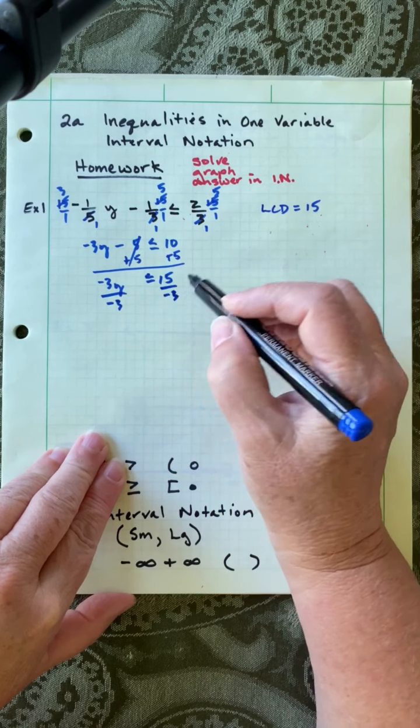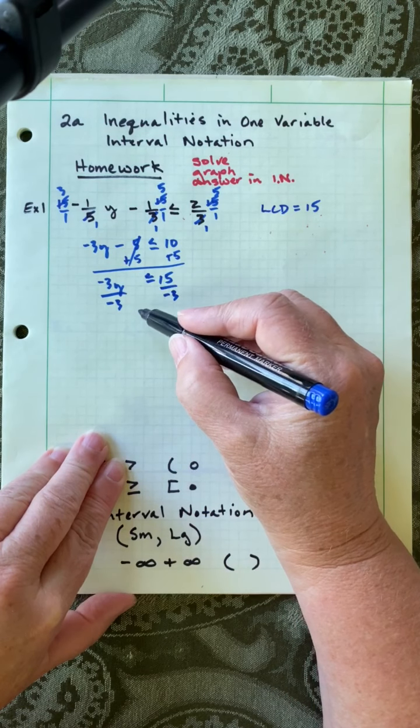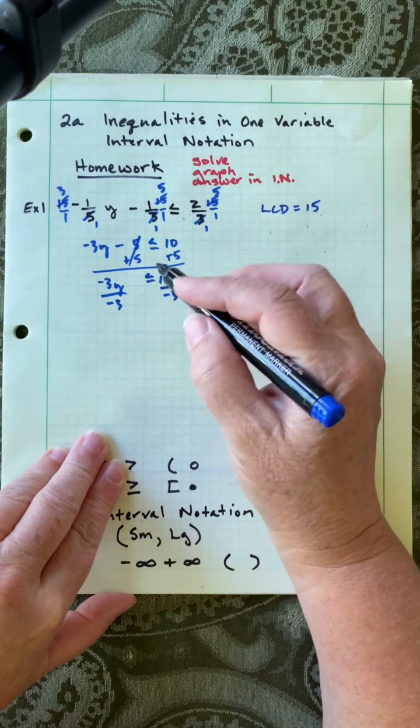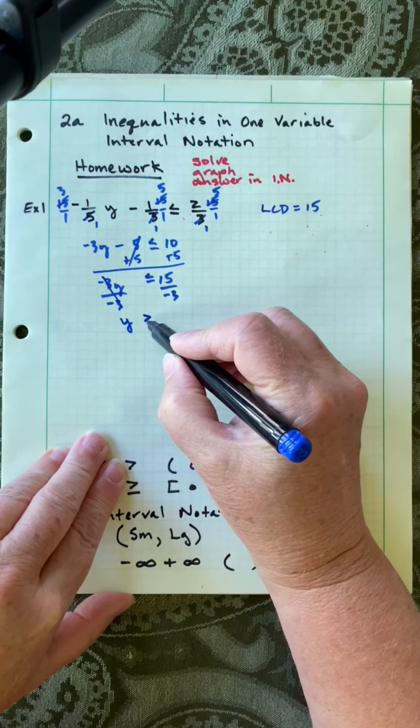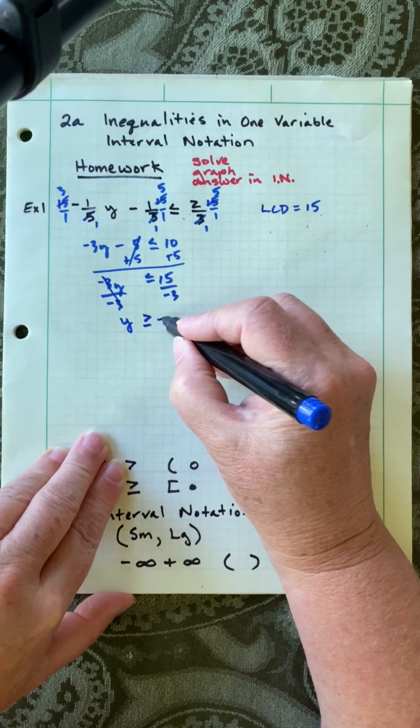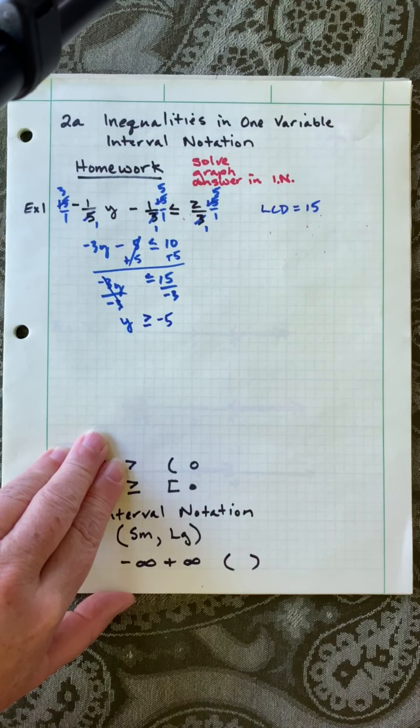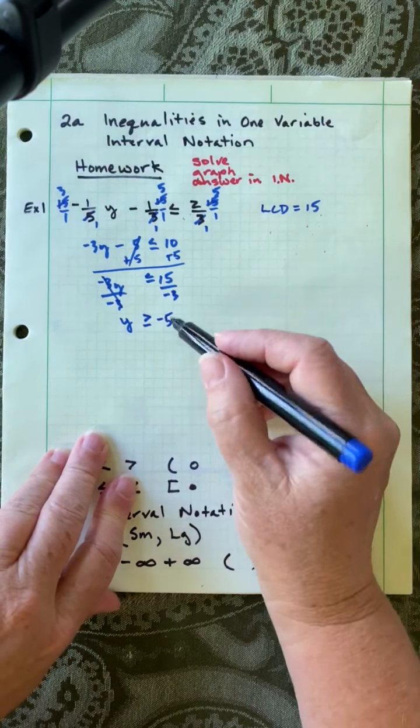Still trying to get that y by itself, so I'm going to divide both sides by negative 3, and remember when you divide or multiply by a negative, it flips that sign. So those guys cancel out. Y will now be greater than or equal to negative 5. Okay, so we solved it.